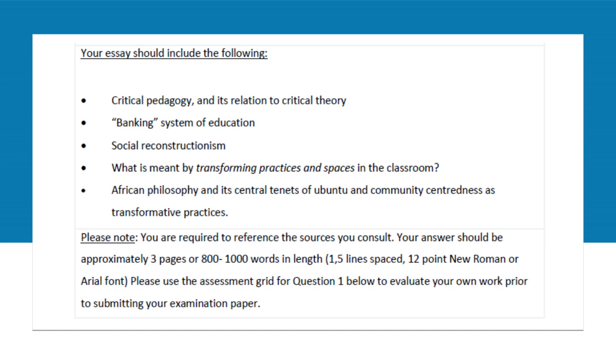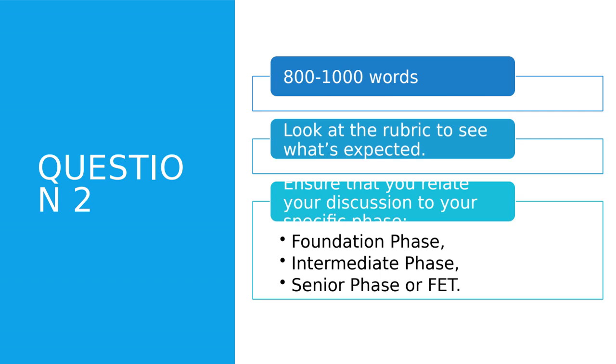Your essay should include the following: critical pedagogy, banking, and so forth. Again, it should be 800 to 1,000 words, so I'm happy for you to go to 1,150. It shouldn't be more than that. Again, please don't look at the page numbers, rather look at the word count. So basically, for your essay, these are just the instructions that were given.